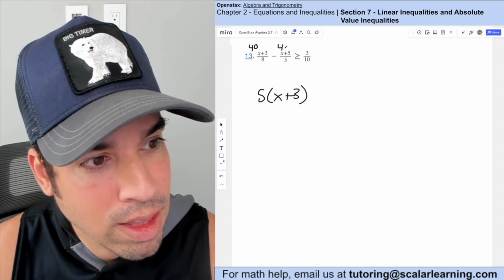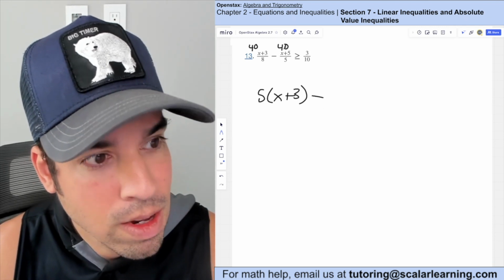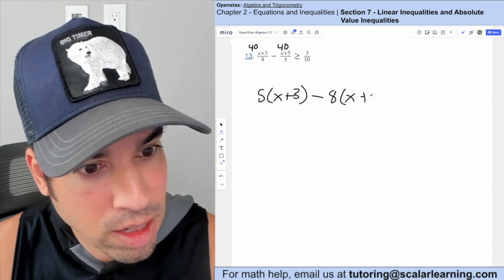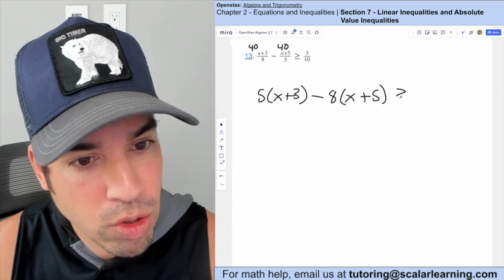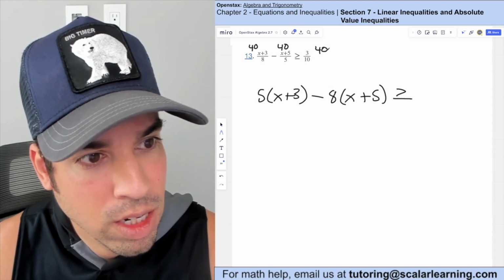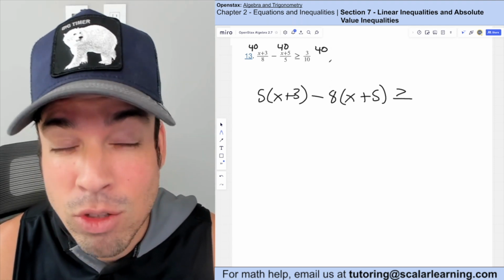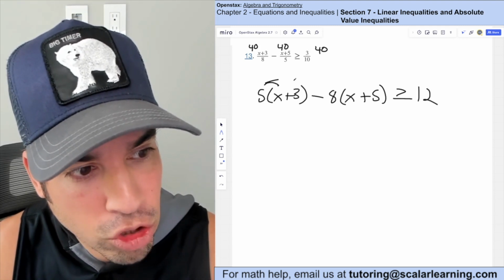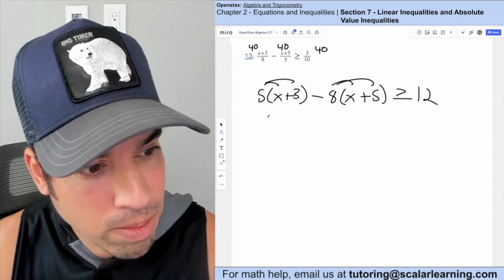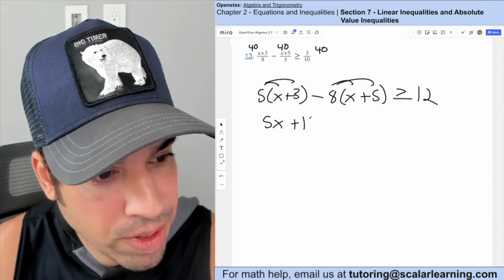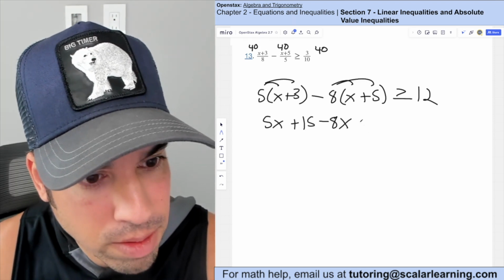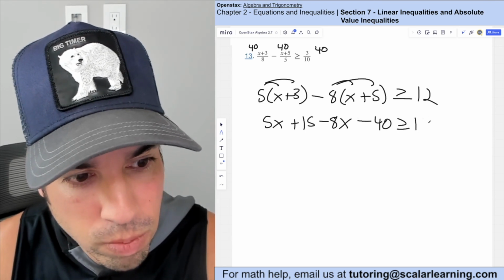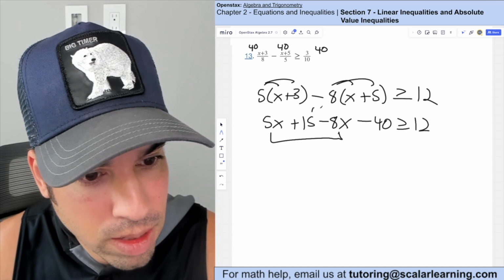If I multiply this one times 40, and don't forget that minus, the 40 and the 5 are going to cancel out to an 8. So it's going to be minus 8 times x plus 5. And then this is going to be greater than or equal to, if I multiply this times 40, the 40 and the 10 are going to cancel out to a 4. 4 times 3 is 12. So now this looks a lot better. Now I'm going to distribute these guys like so. So I'm going to get 5x plus 15 minus 8x minus 8 times 5 is minus 40 is greater than or equal to 12.